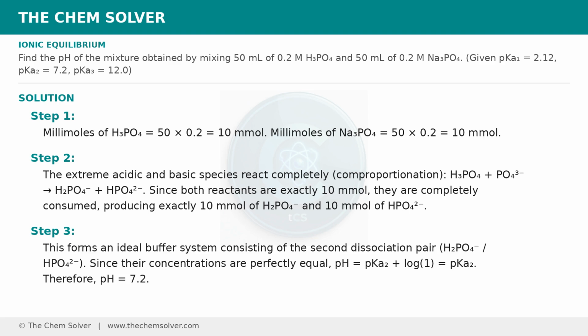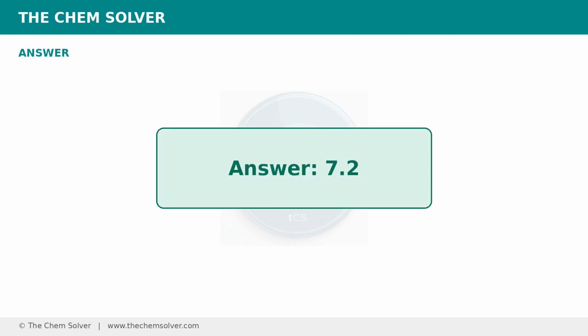This forms an ideal buffer system consisting of the second dissociation pair, H₂PO₄⁻ divided by HPO₄²⁻. Since their concentrations are perfectly equal, pH equals pKa₂ plus log 1 equals pKa₂. Therefore, pH equals 7.2. The answer is 7.2.